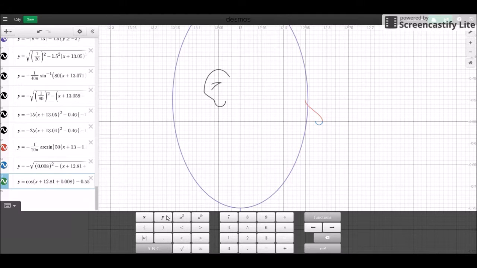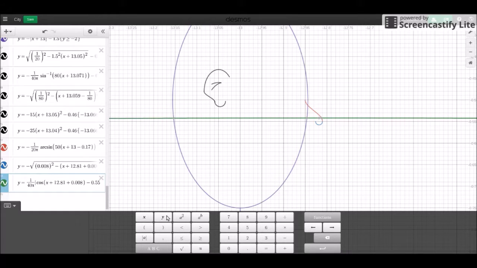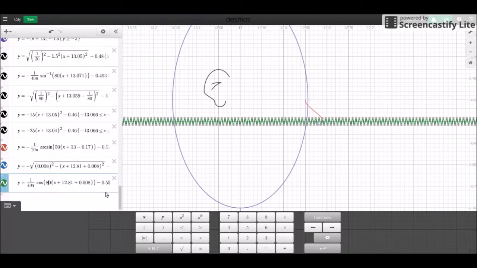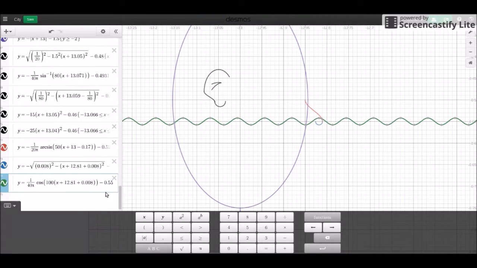And now start reducing your amplitude. 0.140 pi seems to have worked, so I want to stick with that. And this one, it looks like I need to compress it a little more. That looks good. Okay, I like this one better.